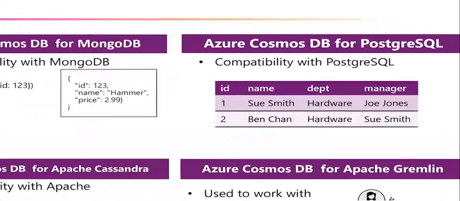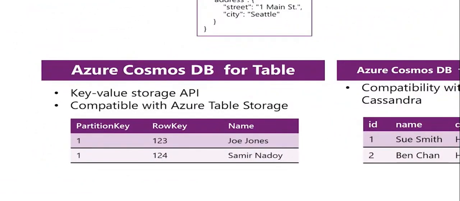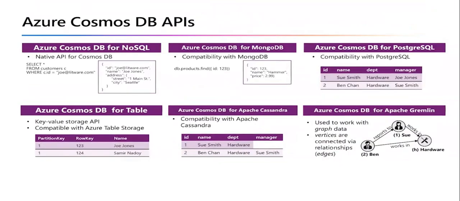Next in the list is Azure Cosmos DB for PostgreSQL. The PostgreSQL API is compatible with the open source PostgreSQL database, where you can bring and migrate your database to Azure Cosmos DB. Next is Azure Cosmos DB for Table. The Table API is used to work with data in key value tables, similar to Azure Table Storage. The Azure Cosmos DB Table API offers greater scalability and performance than Azure Table Storage.